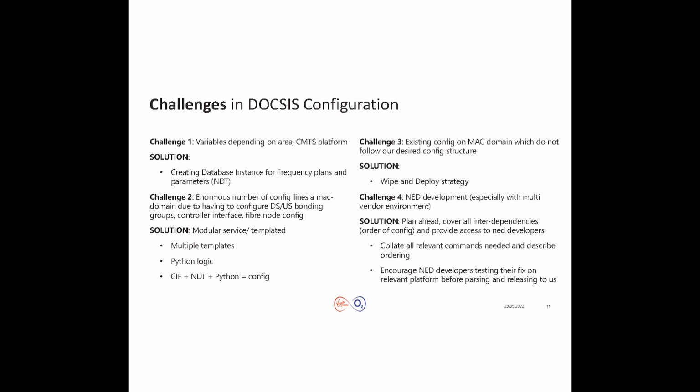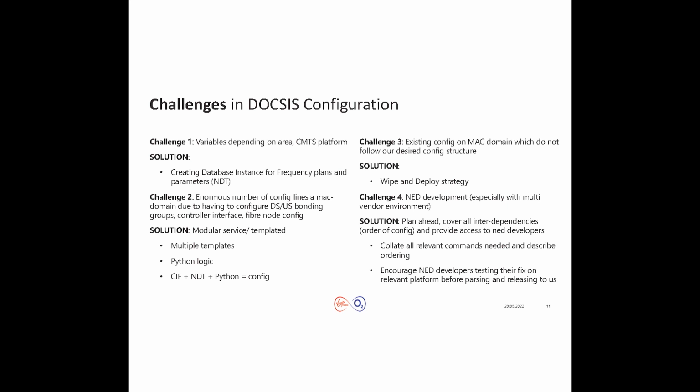And in terms of the net development itself, especially because it's a multi-vendor environment, what we have to do is plan ahead and make sure we cover and explain all of the interdependencies, i.e. the order of the configuration, and provide the Cisco net developers access to our network, and give them all of the relevant commands needed, and encourage them to test their fix on the relevant platform before passing it over to us and releasing it to us. So that's me. I just want to pass on the next slide to Shanks to conclude the session.